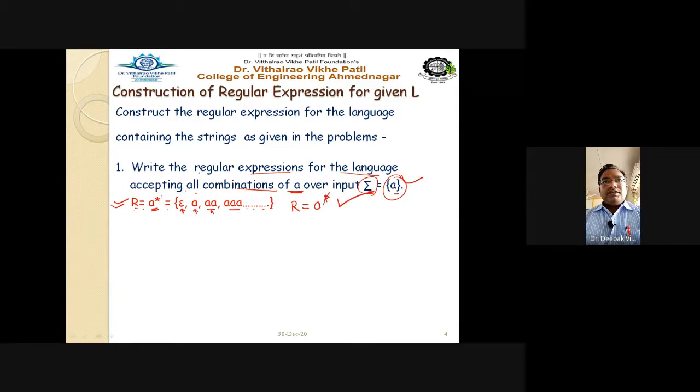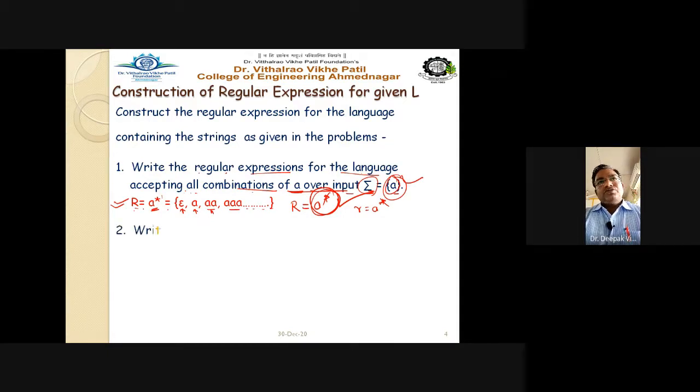So write the regular expression. This a star is my regular expression. R, capital R, I can write here capital R, or I can write here small r equal to a raised to star. This is the answer to this question. Write the regular expression for the language accepting all possible combinations of a over input alphabet. Only one input is here, a. It is exclusively mentioned in the problem. Only input is a, no b is given in the problem.